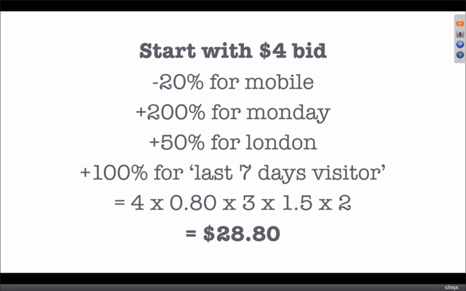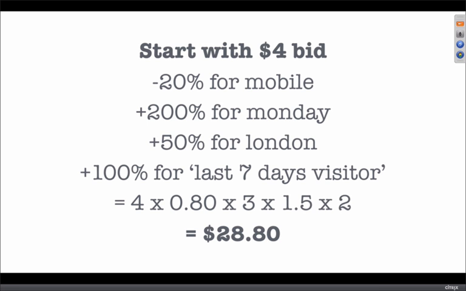So I do all of that, do the maths. All of a sudden, I'm bidding $28.80, where you might have thought you were bidding $4, give or take a little bit. It was up and down a little bit. Mondays, London, last 7 days. Maybe it's 6, 7. You do the maths. Turns out you're bidding almost $30.